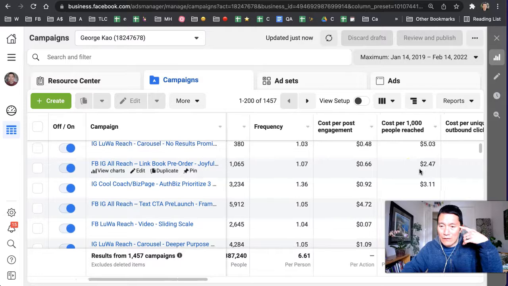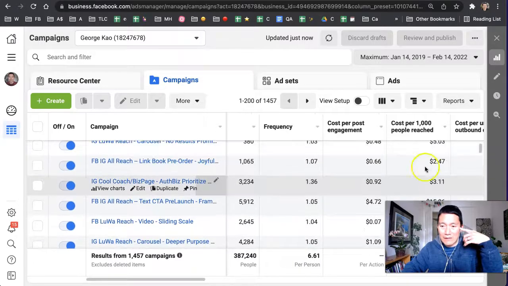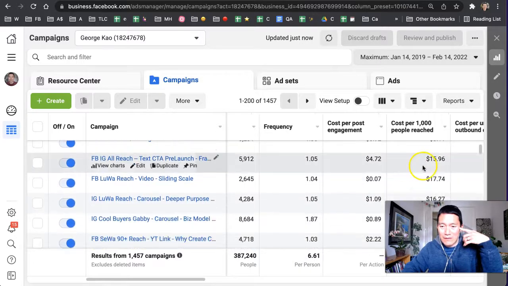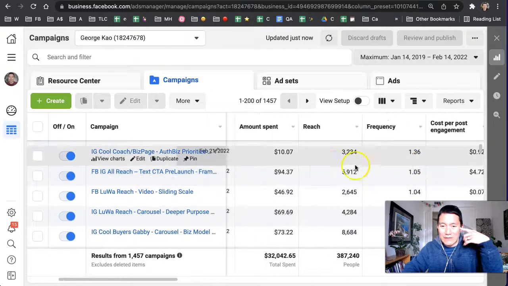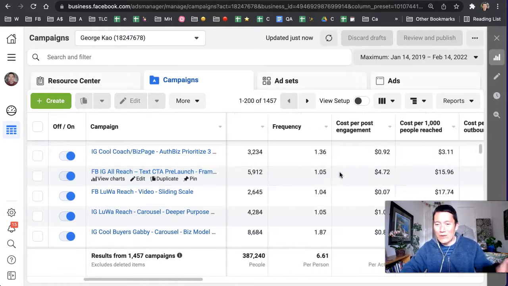You should also take a look at how much it's costing you to reach your warm audience. In this case, I'm very lucky that this one is getting quite a low amount, $2.50 per thousand reached. This one is $16 per thousand reached. But I've reached a lot more people now because this particular ad has been running at least a week. So the longer it goes, the harder it is to reach people who maybe show up on Facebook and Instagram less often, and so that's why the cost goes up.